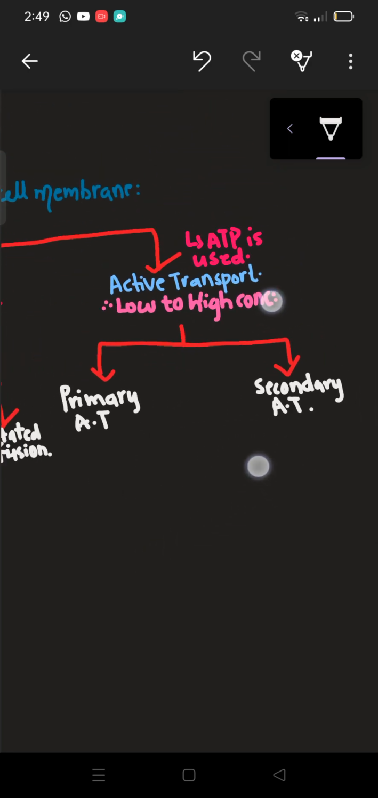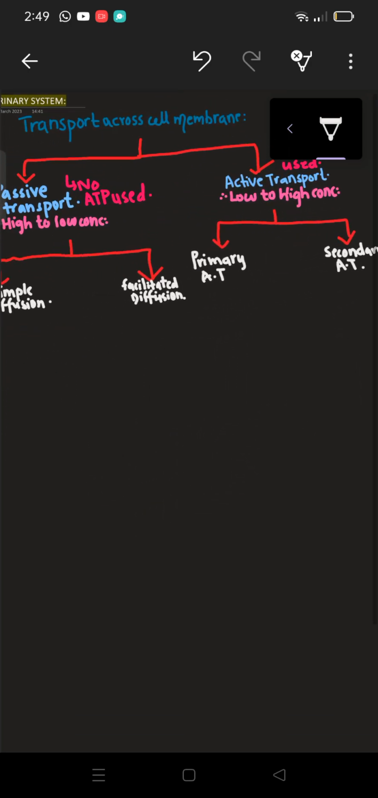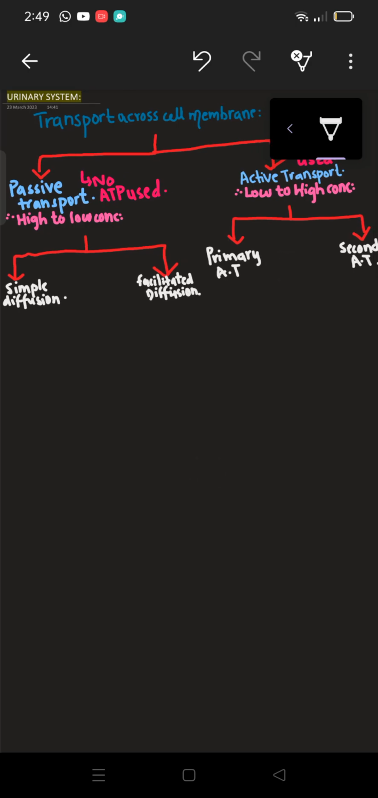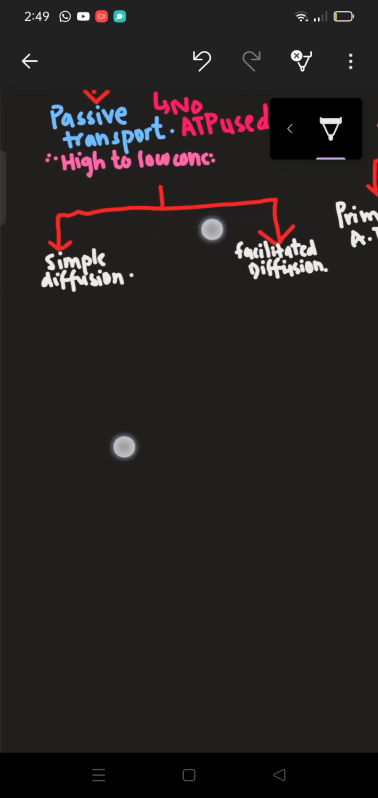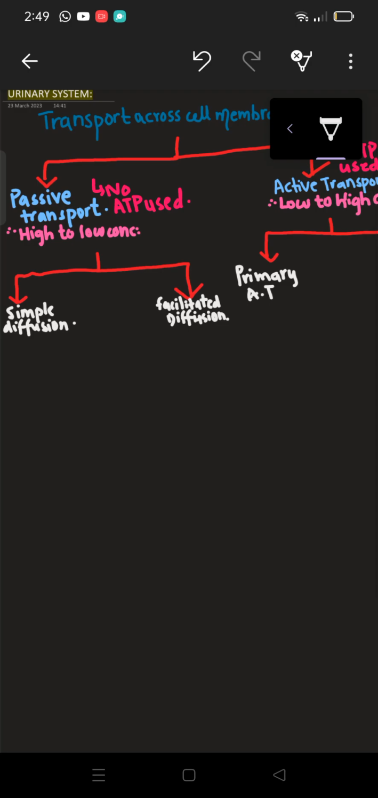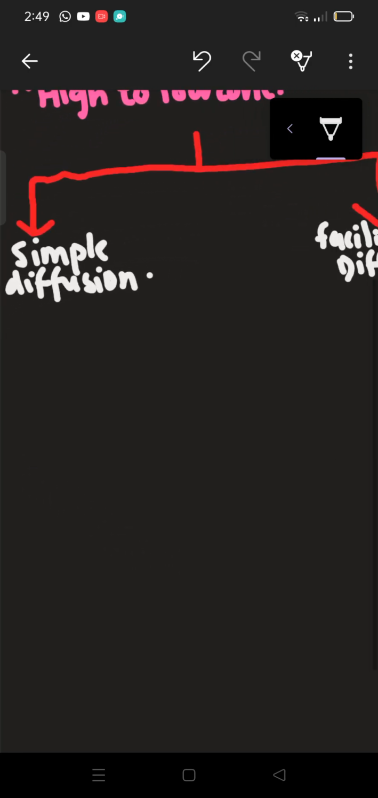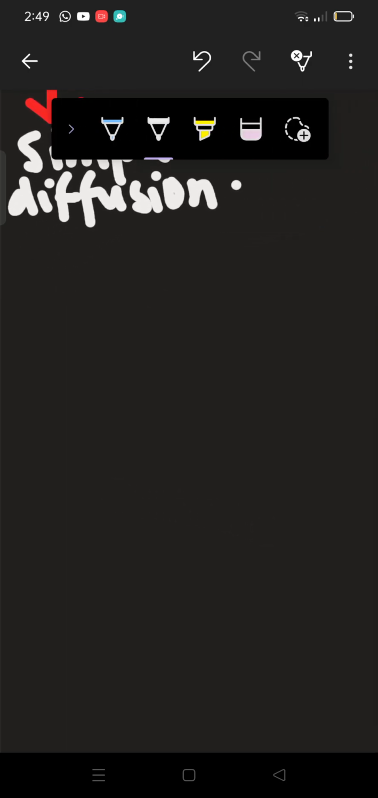In both types, primary active transport and secondary active transport, energy will be used, just because these are types of active transport. So in active transport, ATP is used. Now let's talk about what these actually are: simple diffusion, facilitated diffusion, primary active transport and secondary active transport. First of all, we are going to discuss simple diffusion, which is a type of passive transport.